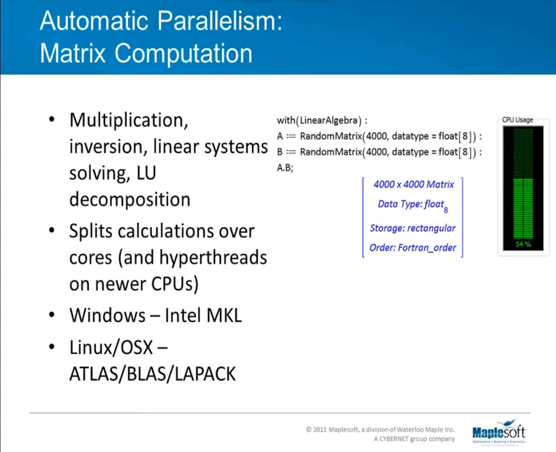So for example, in this snippet of Maple code, I'm generating two random 4000 by 4000 floating point matrices, and then I'm multiplying them together. Maple automatically distributes this calculation across all of the cores of your computer. And if you're on a Windows computer and you open up your task manager, you'll find that your CPU usage shoots up to reflect the usage of all of the cores.